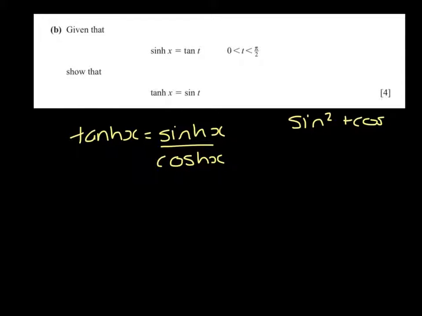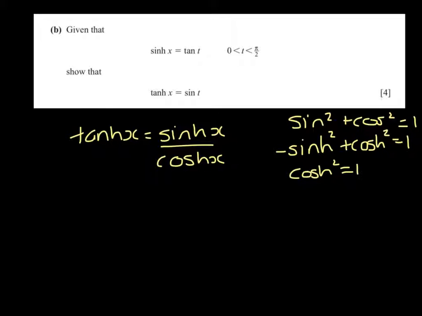Okay, I'm going to start by changing tanh to sinh over cosh. And we know that cosh squared minus sinh squared equals 1. Whenever dealing with the hyperbolic, we know that if we have a product of the sines, then we change the sign. So this gives me that cosh squared is 1 plus sinh squared. So cosh would be the square root of 1 plus sinh squared.